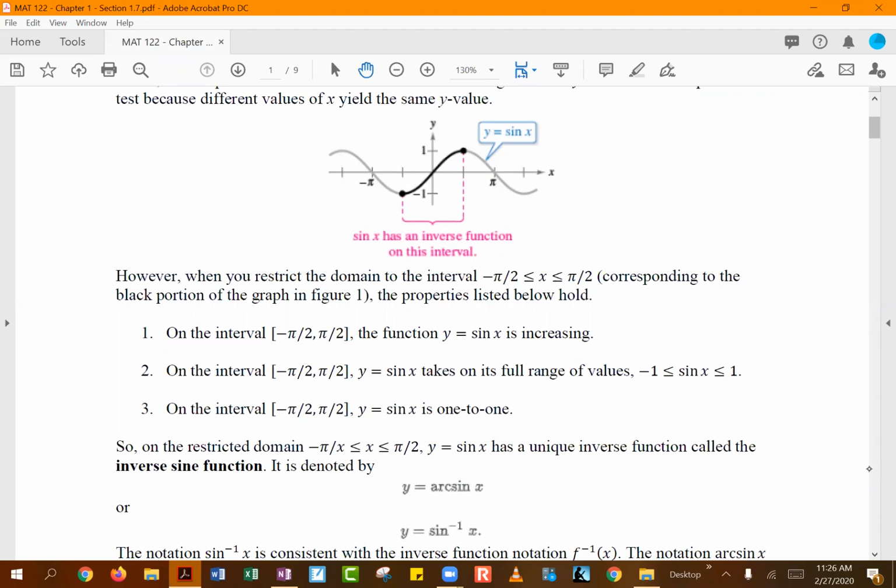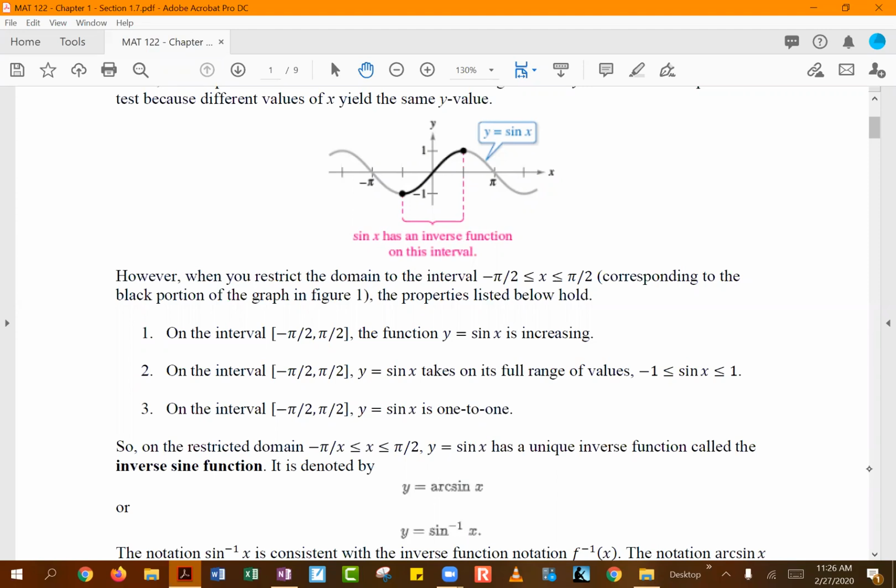So on this interval specifically, you can see your sine function is increasing because you're going up, right? So your y values are increasing. On this interval, your sine function takes on its full range of values, which means that you are going from the bottommost value of the range to the topmost. Of course, you can see we're going from -1 to +1. And of course, we know it's going to pass the horizontal line test, which means your function is one-to-one.